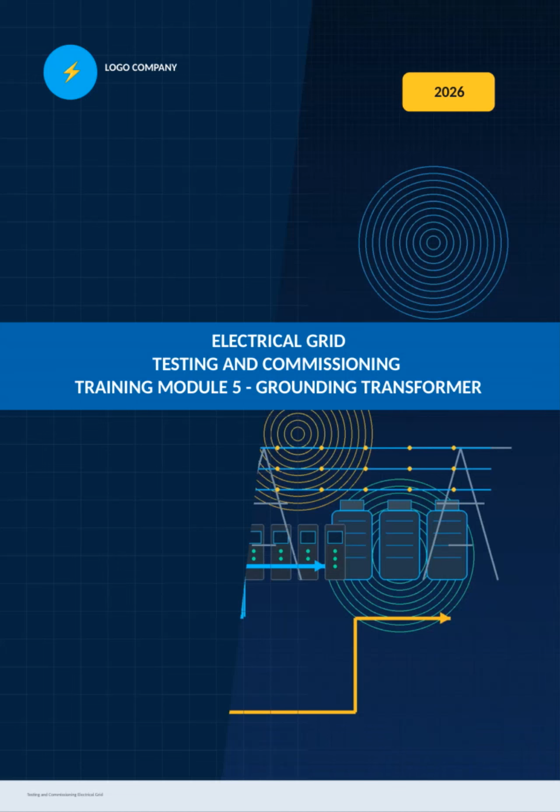Welcome to Module 5 of our Electrical Grid Testing and Commissioning Training Series. This session focuses on grounding transformers, a crucial component to ensure safety and stability in our electrical systems. As we go through the training, we'll cover key concepts and practical approaches to effectively test and commission grounding transformers. Let's dive in and build a solid foundation for your expertise in electrical grid management.